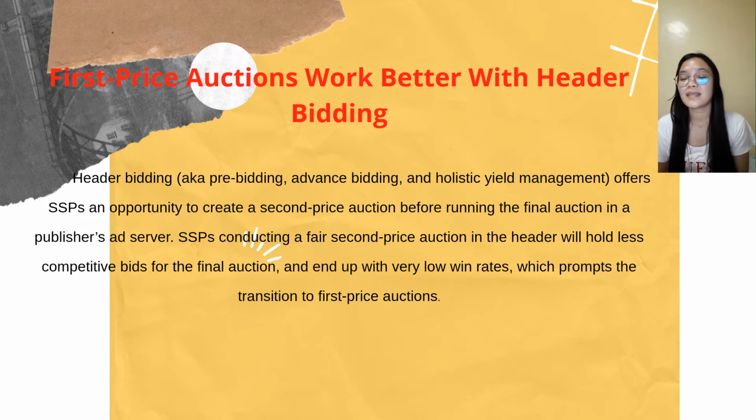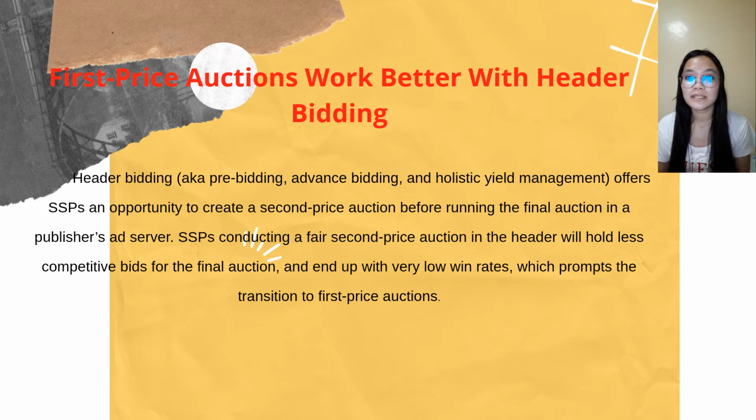It means that the SSPs can create a second price auction before running the final auction in a publisher's ad server using header bidding, also known as pre-bidding, advanced bidding, and holistic yield management. The SSPs who conduct a second price auction in the header will have less competitive bids in the final auction, resulting in very low win rates, prompting the switch to first price auction.